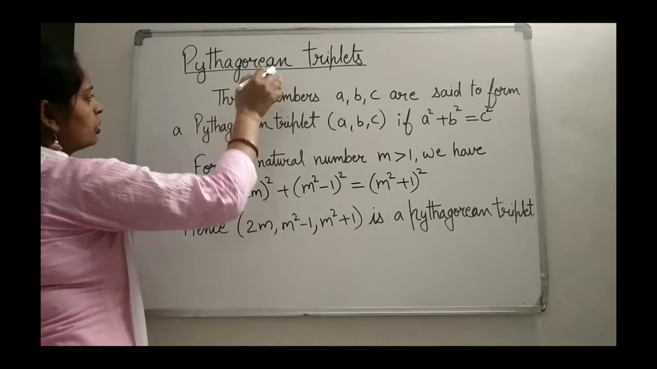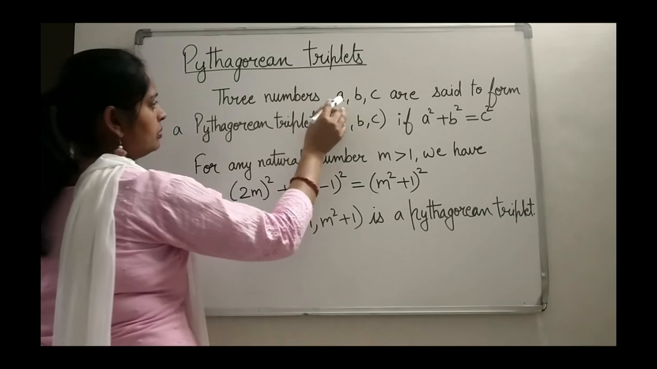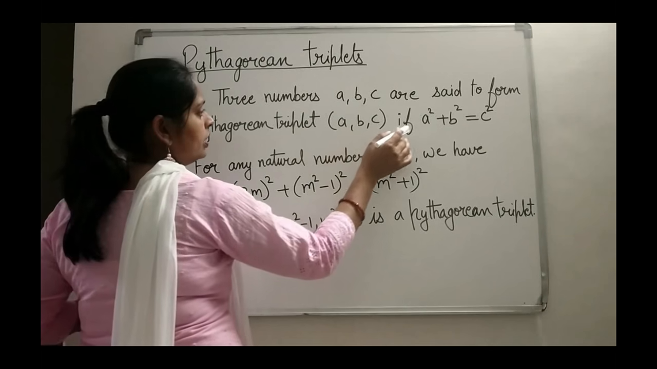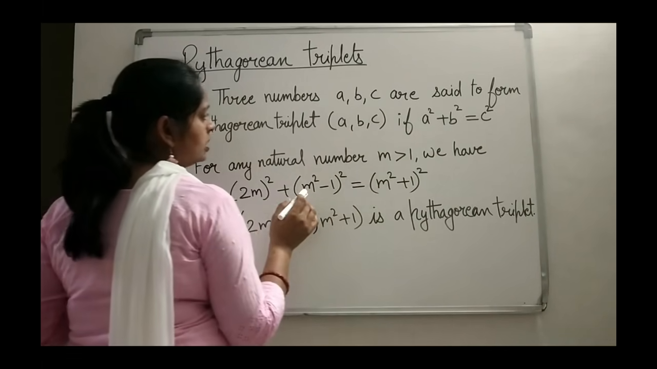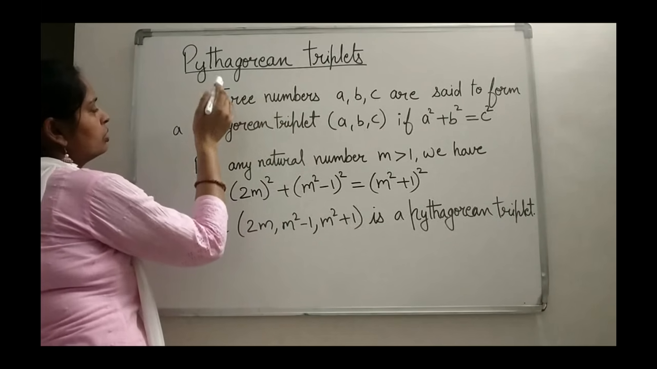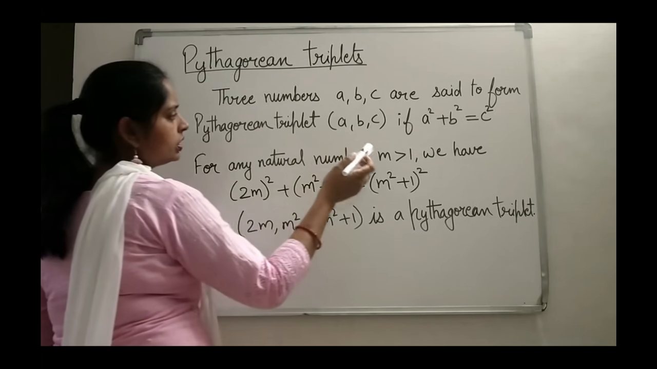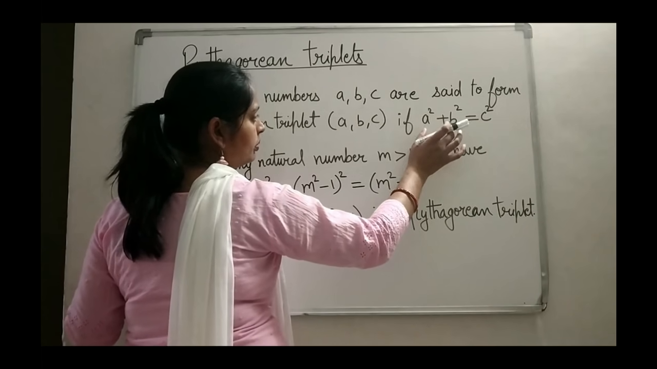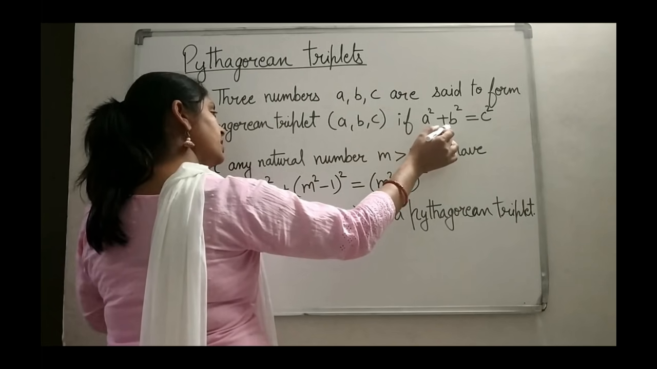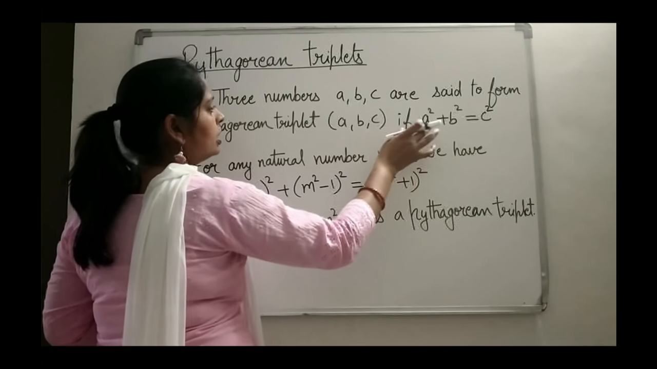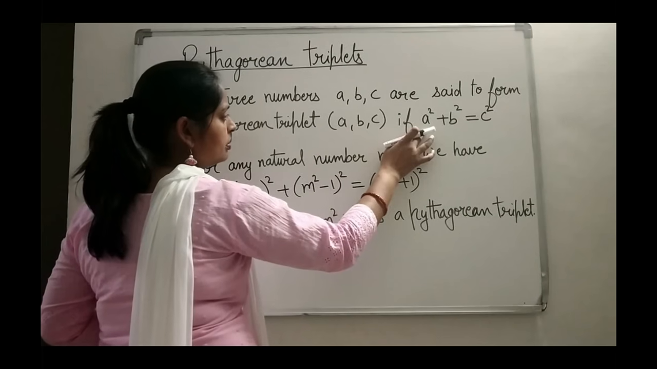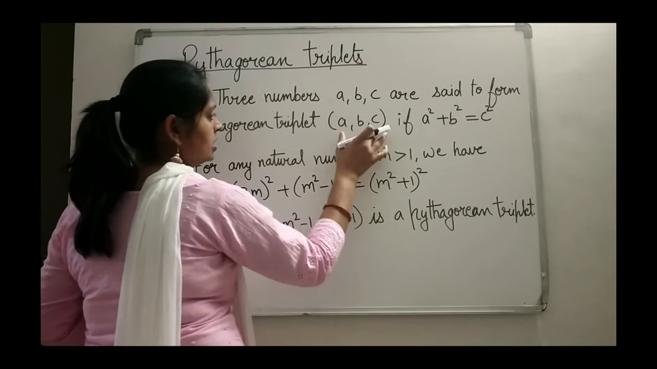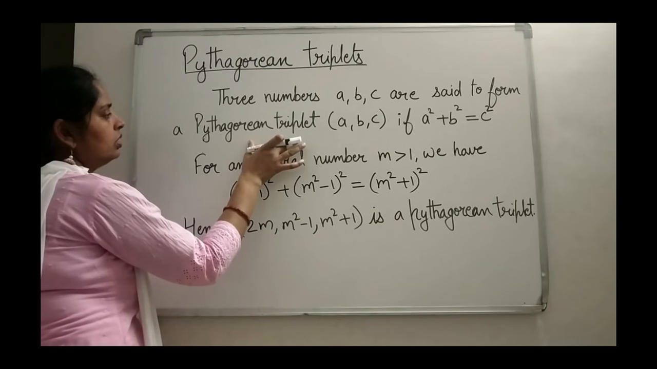Okay, Pythagorean triplet. See, three numbers A, B, C are said to form a Pythagorean triplet if A square plus B square is equal to C square. As the name itself suggests, you remember the Pythagoras theorem. In that, what is the case? The square of two numbers will be equal to the square of the third number, like we have done with perpendicular square plus base square is equal to hypotenuse square. Same here. Three numbers are such that the square of the first number plus the square of the second number is equal to the square of the third number. Then the three numbers in a set are said to be a Pythagorean triplet.